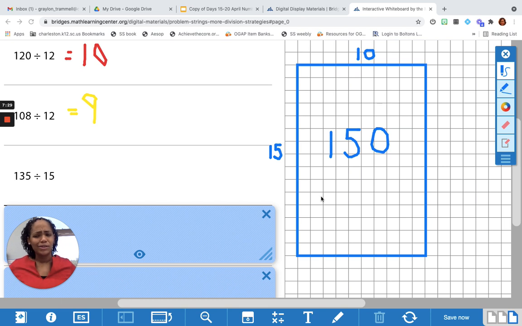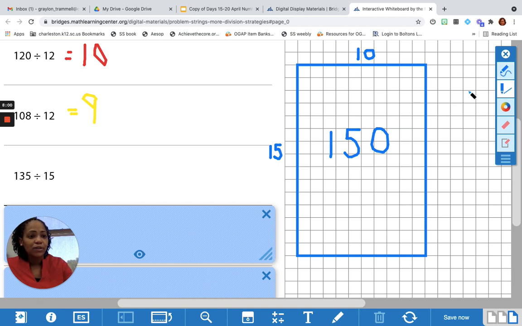And you may be thinking to yourself, why in the world is Ms. Trammell drawing 15 times 10? Because our problem doesn't have 150 in there, it's 135. However, we know, or we should know, our 10 times tables, and so when we see a division problem, we can connect it to multiplication and then subtract out some groups to give us the number that we need. So in this case, I only want 135. And we know there are 15 going this way.